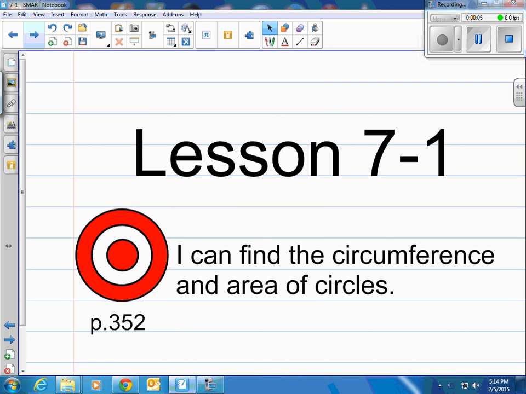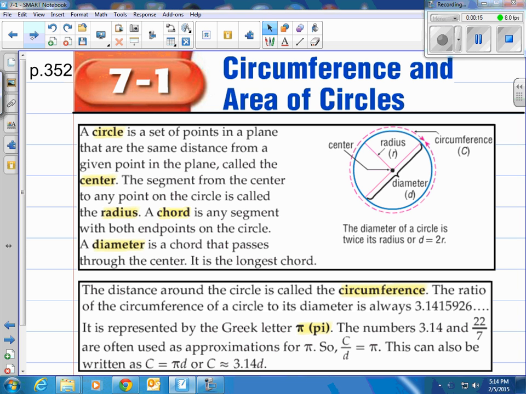This is lesson 7-1 in our books on page 352. The target is I can find the circumference and area of circles. So we're talking about circles today. I would draw this picture here on the right into your notes and make sure you label each part.